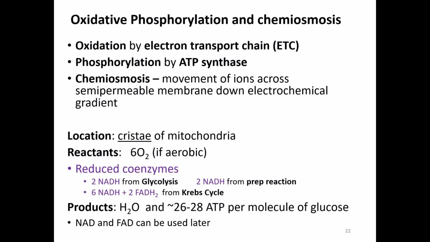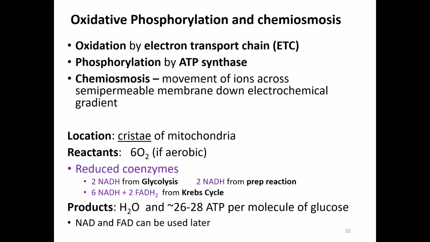So oxidative phosphorylation and chemiosmosis is our last reaction. Sometimes we just call this the electron transport chain. Both are good names. It's called oxidative phosphorylation and chemiosmosis because oxidation is happening by the electron transport chain because it's literally doing oxidation. It's transferring electrons. And then phosphorylation happens by ATP synthase. ATP synthase is a protein that moves protons across the membrane, and when those protons go across ATP synthase, that provides the energy required to make ATP.